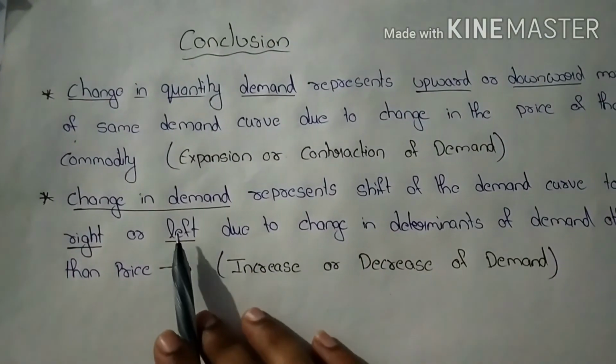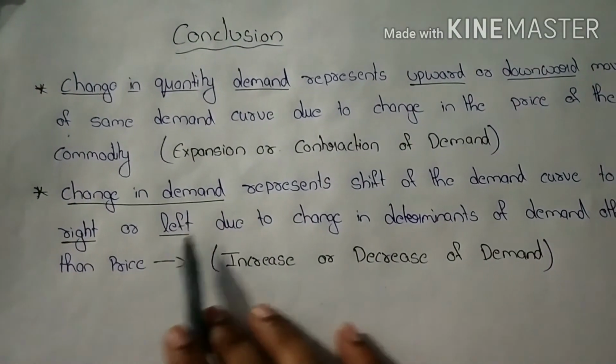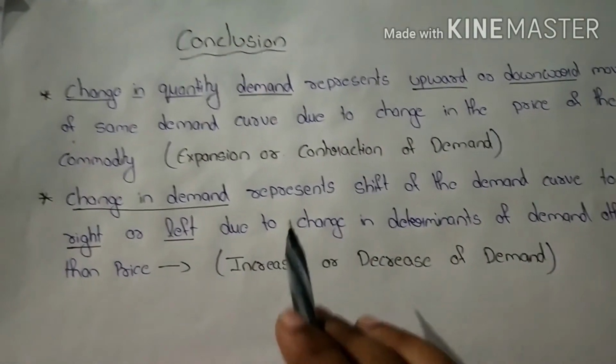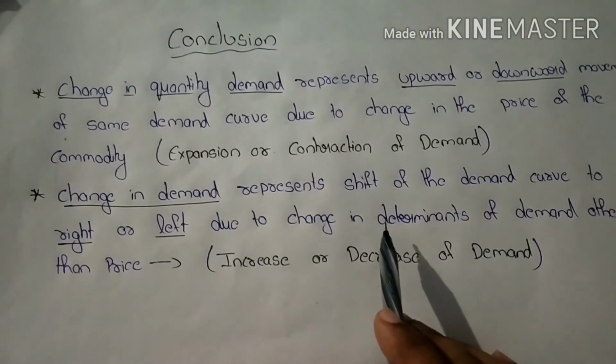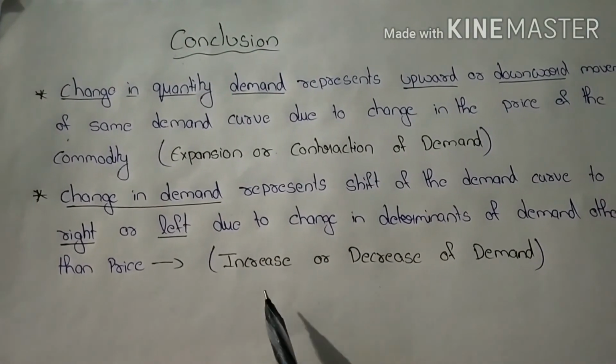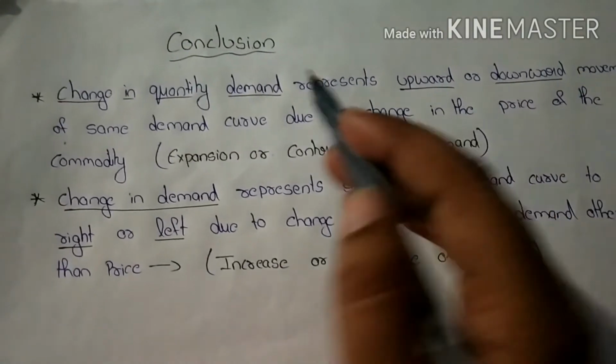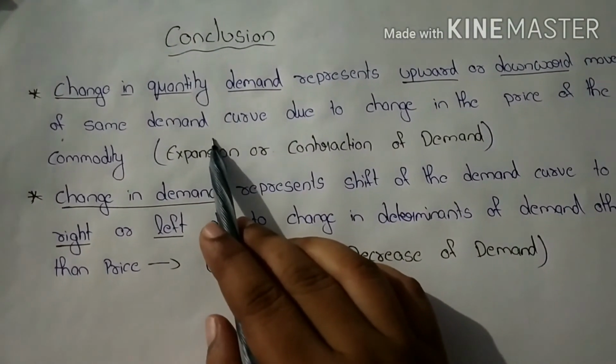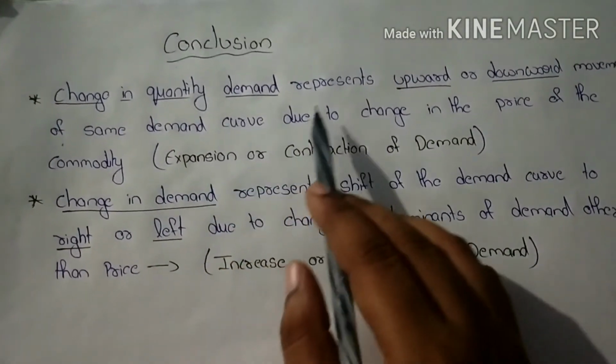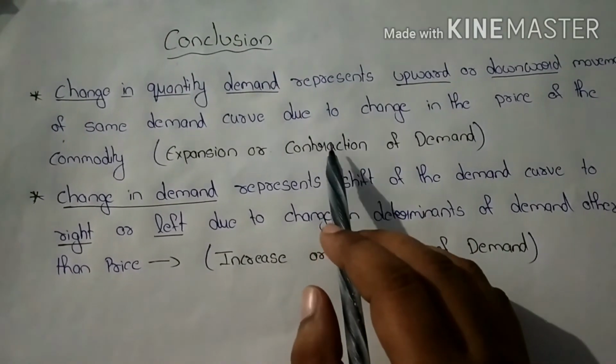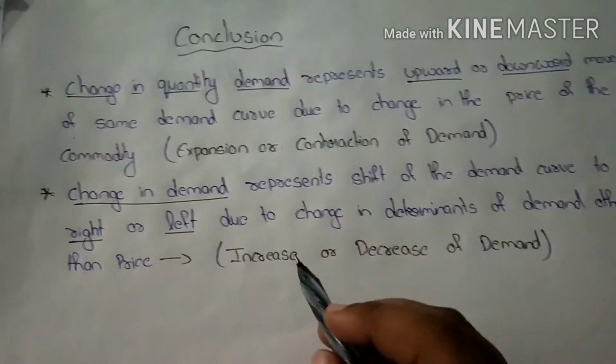But here there is a change in demand. But here the price does not change. The remaining determinants change here. Then it leads to increase or decrease in demand. If the quantity demanded increases, it is expansion. If the quantity demanded decreases, it is contraction.